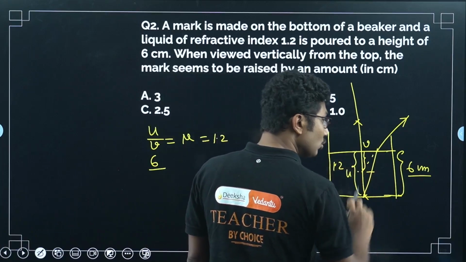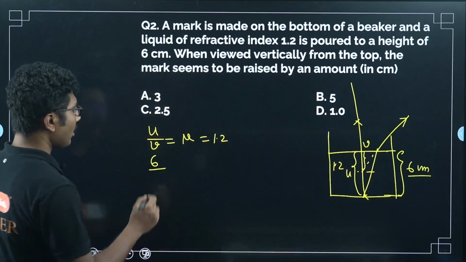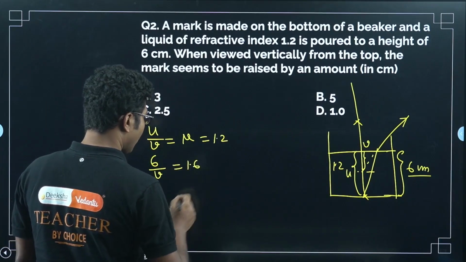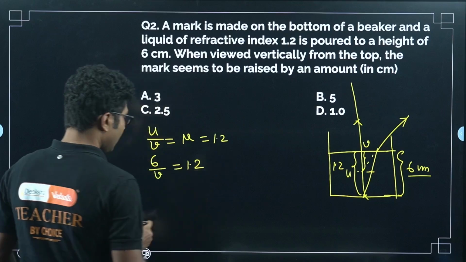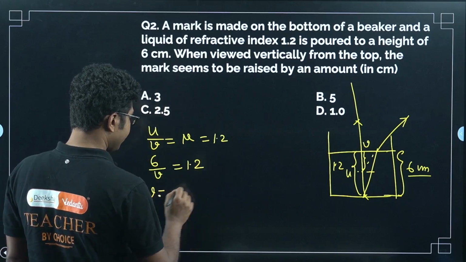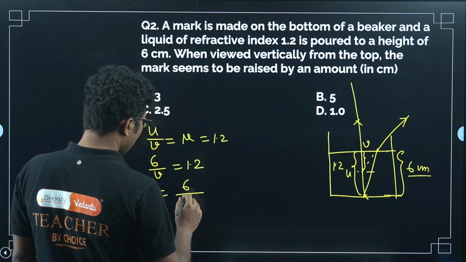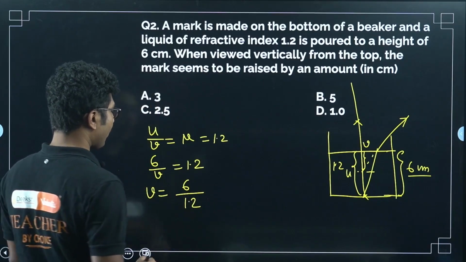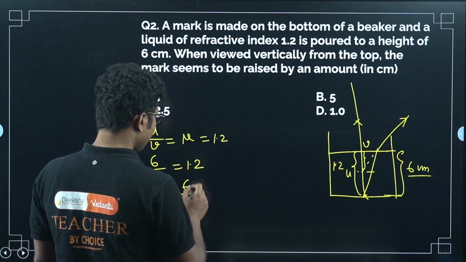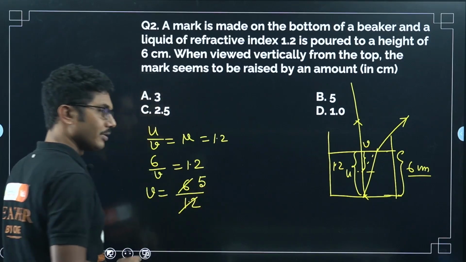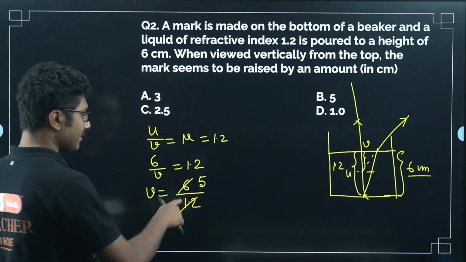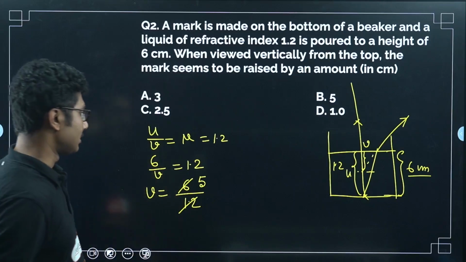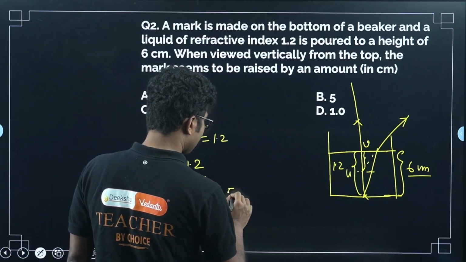That means u minus v. So to do that, you first have to find v. v equals u divided by mu, so v equals 6 divided by 1.2, right? So what is the value? You will cancel, you will get 5. 5 times 12 is 60, but there is a decimal, so 5 times 1.2 is 6, right? So it is 5 centimeter.